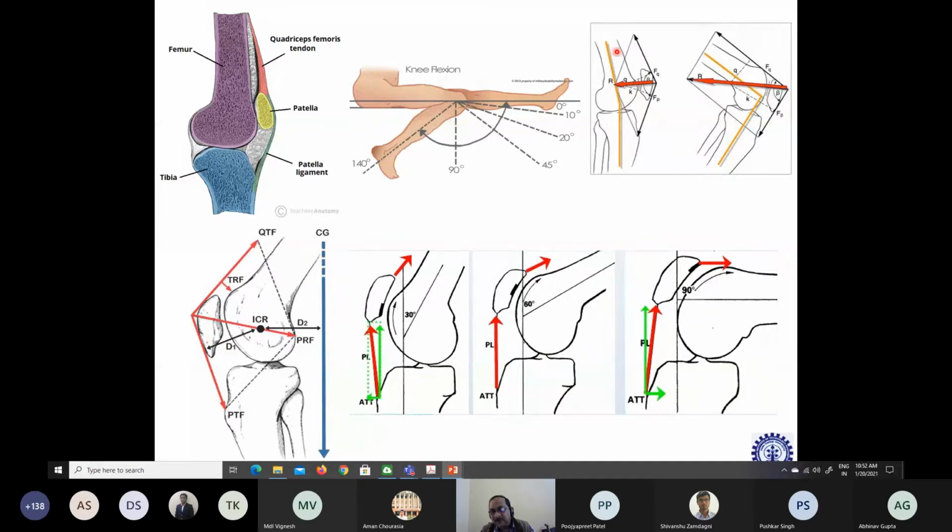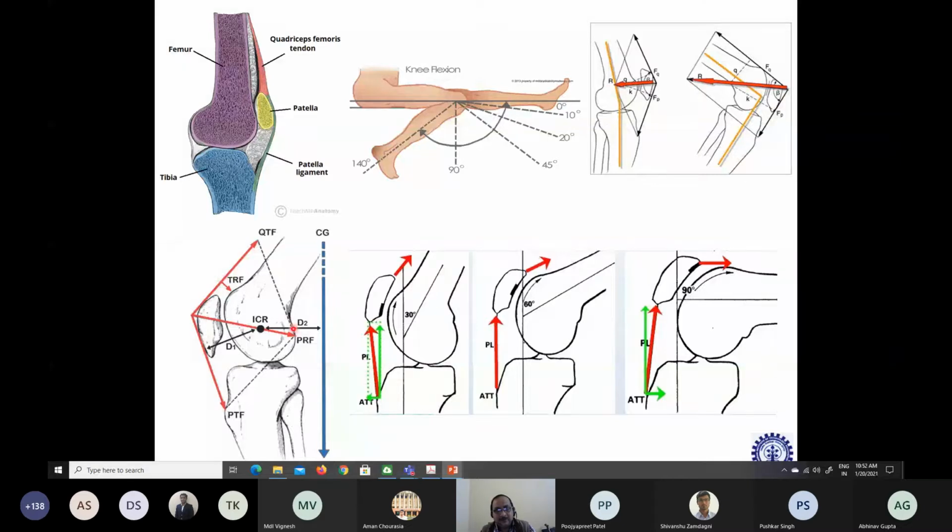Whereas if you reverse it, if the right becomes 1 and the left becomes 2, then note very clearly that the patella is being displaced anteriorly. It comes up and it increases the moment arm. It increases the moment arm with respect to the joint center.